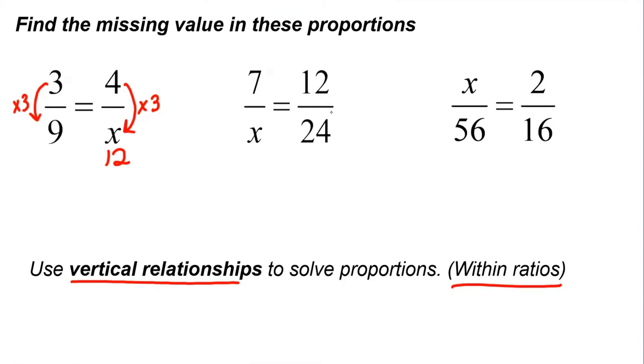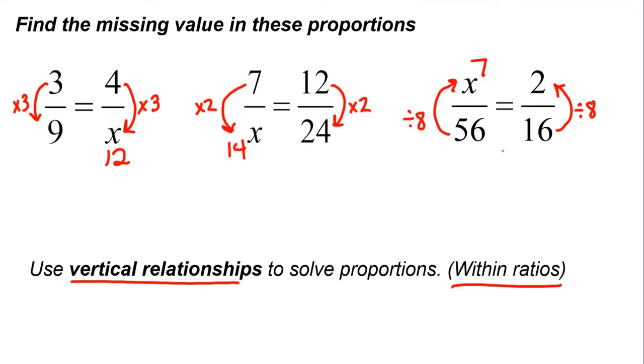In the next one, again, there's a nice vertical relationship here. 12 times 2 is 24, so the denominator is twice as big as the numerator. That same relationship must be true here. And 7 times 2 would give me my missing value, which is 14. So 7/14 is equal to 12/24. And then in the last one, if I take the denominator divided by 8, 16 divided by 8 is 2. So the same thing must be true in this ratio. 56 divided by 8 would tell me what the numerator is, and that again is 7. So 7/56 is equal to 2/16. So another strategy for solving proportions is to look for vertical relationships.